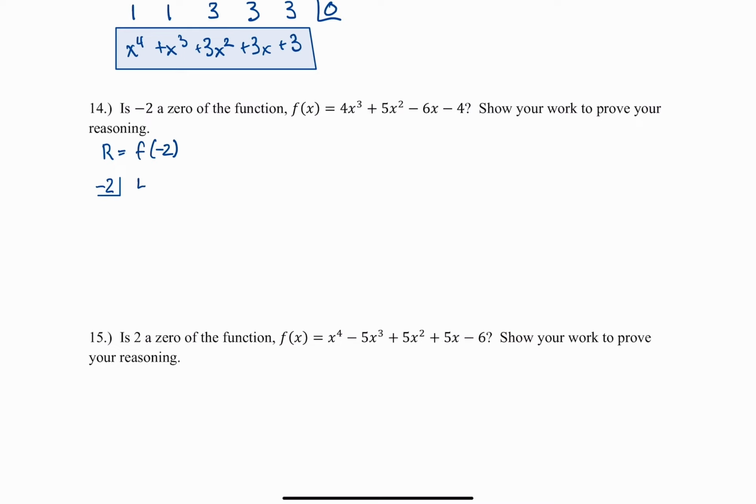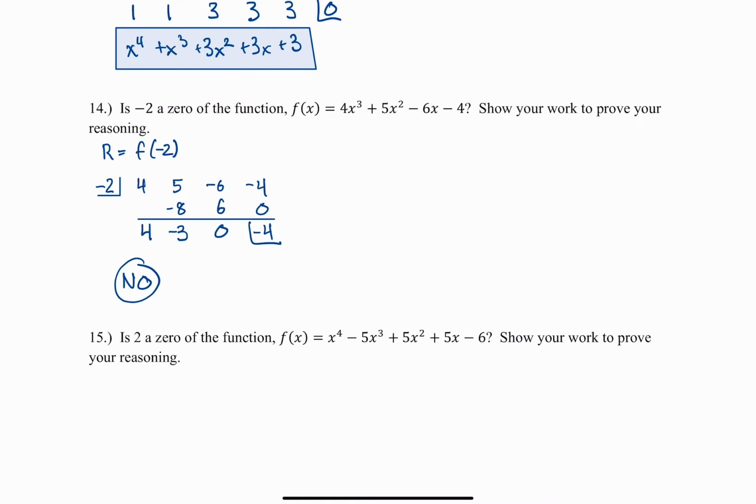So then the 4x cubed, 5x squared, minus 6x, and minus 4 gives us our setup. And we just go through this and check our remainder. Drop the 4. Negative 2 times 4 is negative 8. Add to negative 3. Multiply to positive 6. Add to 0. Negative 2 times 0 is 0, so we have a remainder of 4. Because that is not 0, our answer to this question is no.